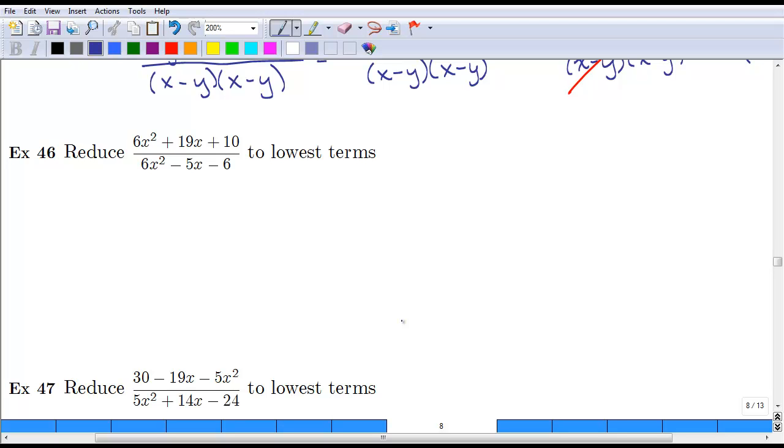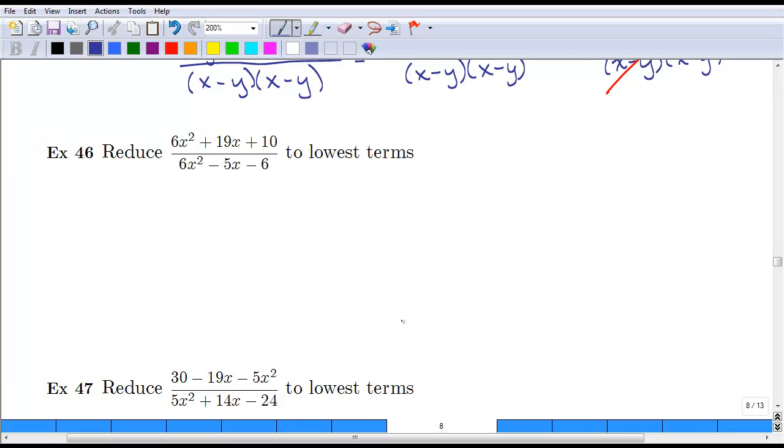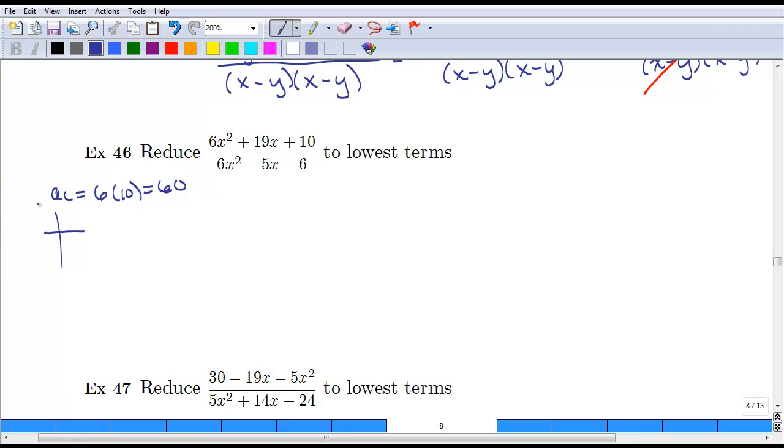So if you look at the 6x squared plus 19x plus 10, now that is a good example of when we should try to use the AC method. You can try guess and check if you want to. I'm going to use the AC method. So I'm going to take 6 times 10, which is 60. So now I have my table that says I need to multiply to be 60 and add to be 19.